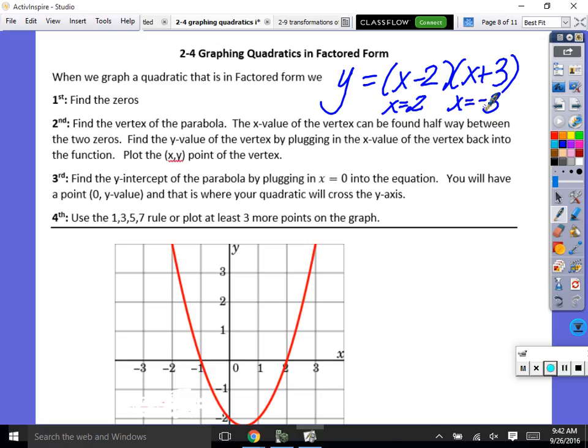Now the vertex is always going to be halfway between your zeros. So everybody look right here. Do you see how this is solution -1 and 2? My vertex is always going to be halfway between those two zeros. So what you'll do is you'll take the distance between those, which notice from -1 to 2 is a total of 1, 2, 3 units, correct? Everybody? You see what I'm saying?